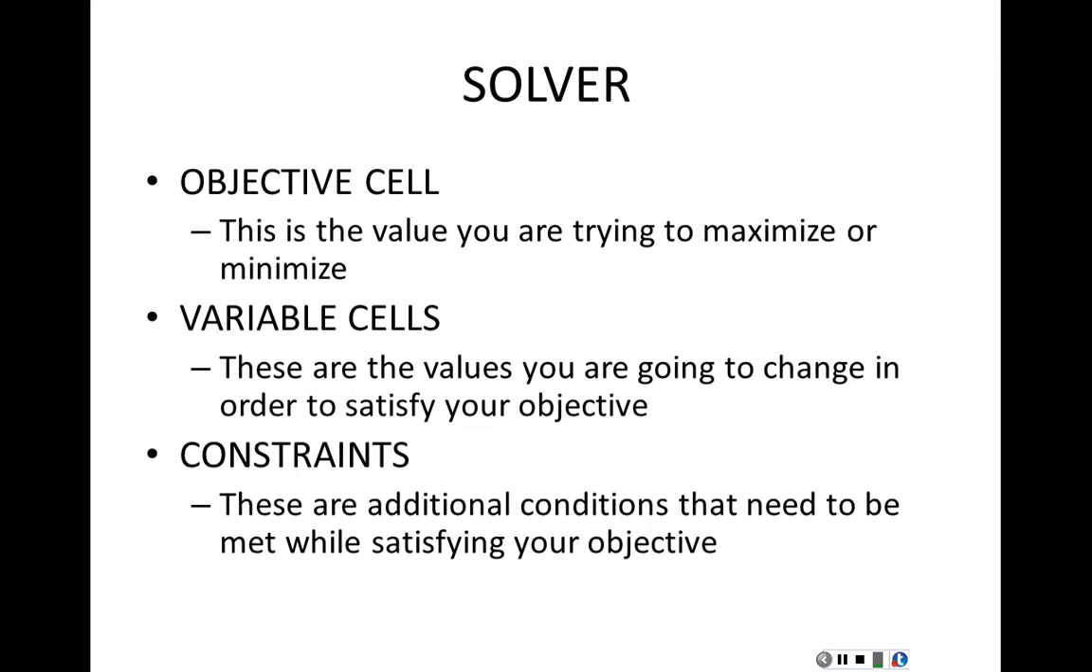We're going to have some variable cells. These are the things that we're going to change in order to satisfy our objective. And then finally we're going to have some constraints. The constraints are the additional conditions that need to be met while satisfying our objective. And these are the three things that we're going to need to enter for any Solver problem.